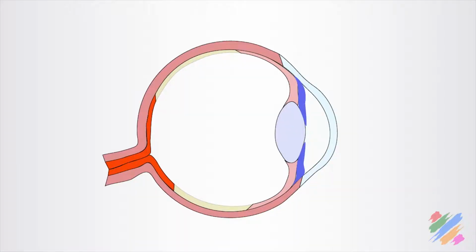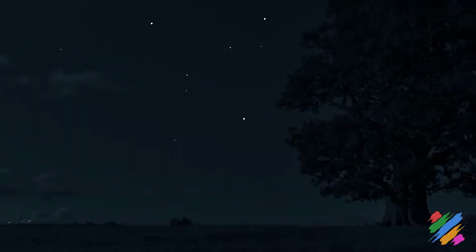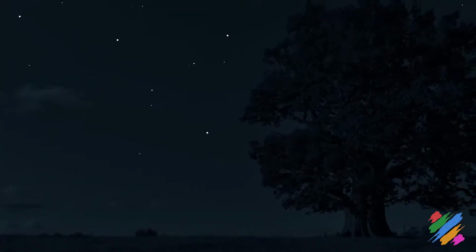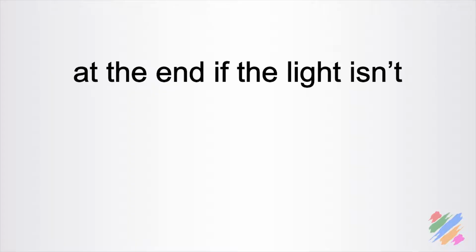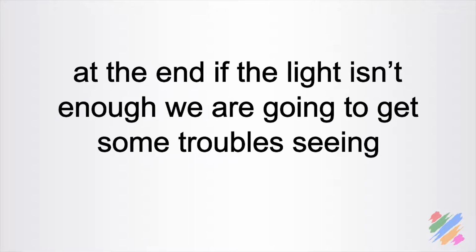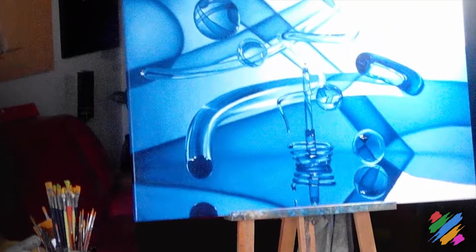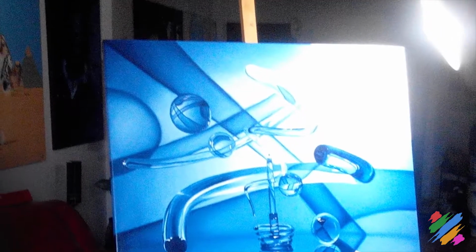While the light goes down and our pupils become larger, the light starts to reach also this other area of our retina, where another type of cell called rods is concentrated. These are responsible for our night vision, and they are not capable of perceiving colors. This is why our night vision is more monochromatic. So, in the end, if the light isn't enough, we're going to have trouble seeing colors correctly. That's why when we are painting, we want to have a good light on our support.